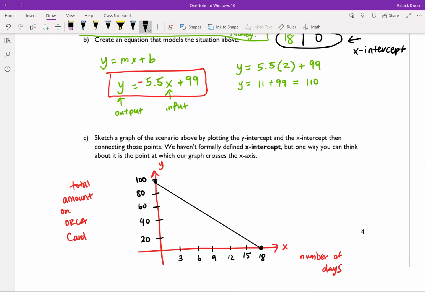Notice that I didn't extend past either of those points because I don't know if I started with more than $99, and Orca cards don't allow you to go into a negative balance as far as I know. So our line is not going to extend past those dots. And this is our x-intercept. I'm just going to abbreviate. And this is our y-intercept.